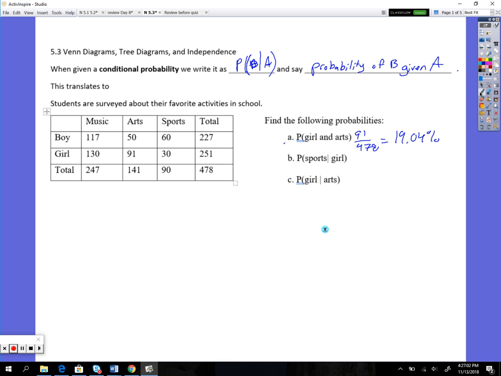The next one is one of those conditional probabilities. So this is what's the probability that a person we select plays sports given that they are a girl. So when we have that given, that is going to restrict us here to the girl row. And so now we're looking at sports. Sports is 30 out of now, instead of the 478, out of 251.